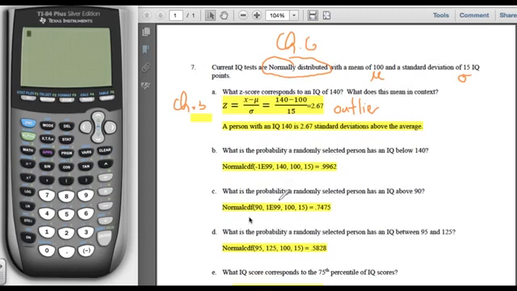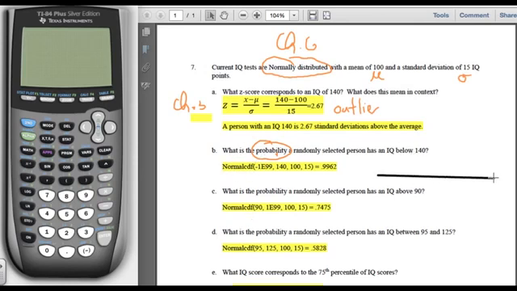Part B is where we see our Chapter 6 problems come into play. It says, what is the probability a randomly selected person has an IQ below 140? So whenever I'm dealing with a probability from the normal distribution, not with dice, not with a two-way table, but probability in normal distribution, that indicates that I want to use normal CDF on my calculator.